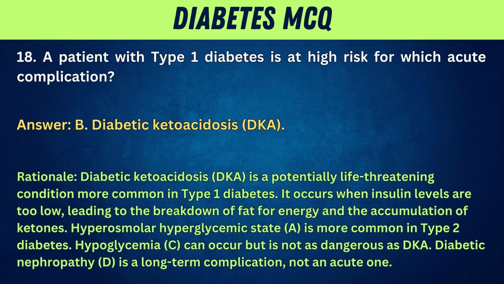It occurs when insulin levels are too low, leading to the breakdown of fat for energy and the accumulation of ketones. Hyperosmolar hyperglycemic state, A, is more common in type 2 diabetes. Hypoglycemia, C, can occur, but is not as dangerous as DKA. Diabetic nephropathy, D, is a long-term complication, not an acute one.